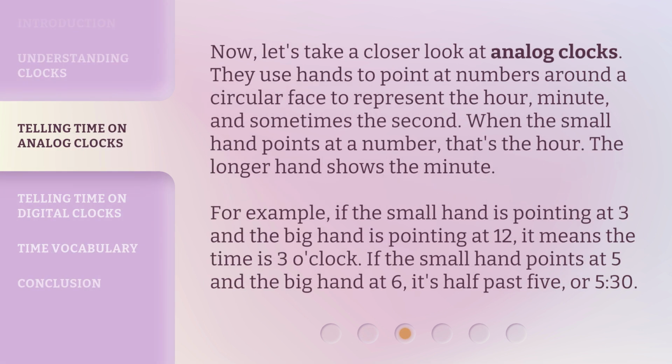Now, let's take a closer look at analog clocks. They use hands to point at numbers around a circular face to represent the hour, minute, and sometimes the second. When the small hand points at a number, that's the hour. The longer hand shows the minute. For example, if the small hand is pointing at 3 and the big hand is pointing at 12, it means the time is 3 o'clock. If the small hand points at 5 and the big hand at 6, it's 5:30.